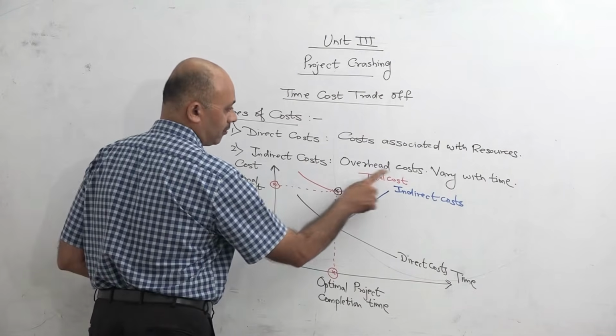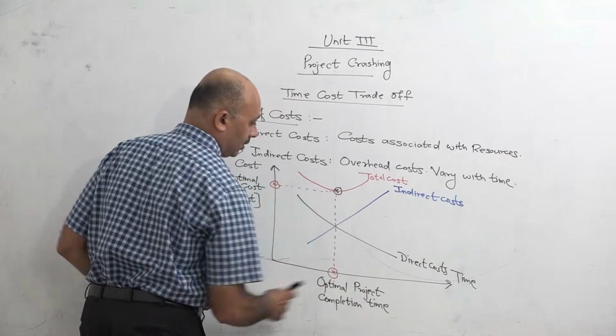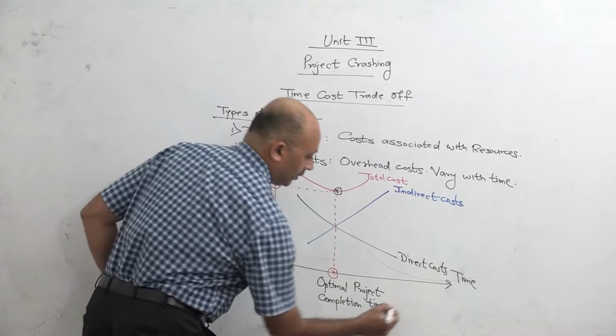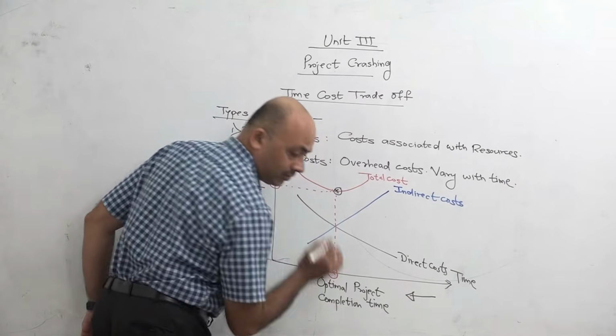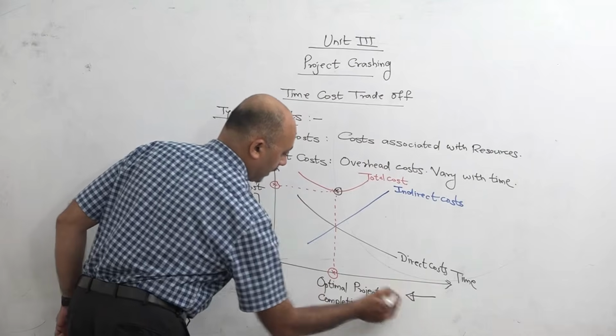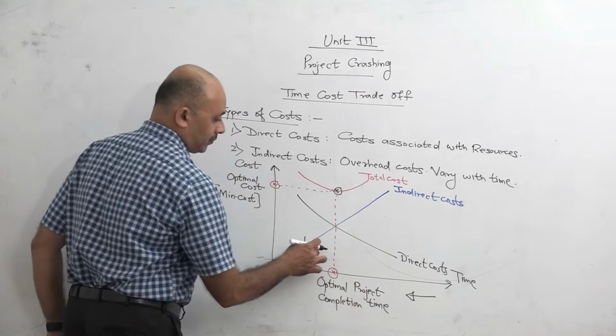Indirect costs, since they vary with time, as time increases, indirect costs will increase. Our objective in crashing is decreasing the time. So we want to have the less completion time. So we are decreasing the time. So as we decrease the time, see, indirect costs, they will start to decrease. Okay, that is first one.